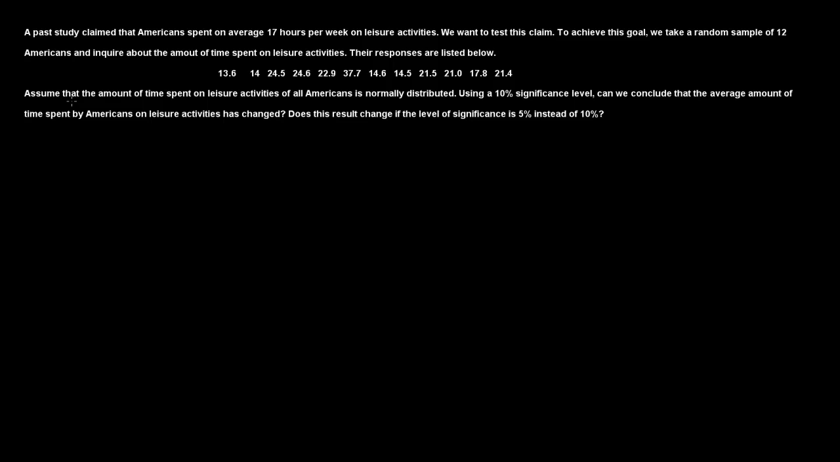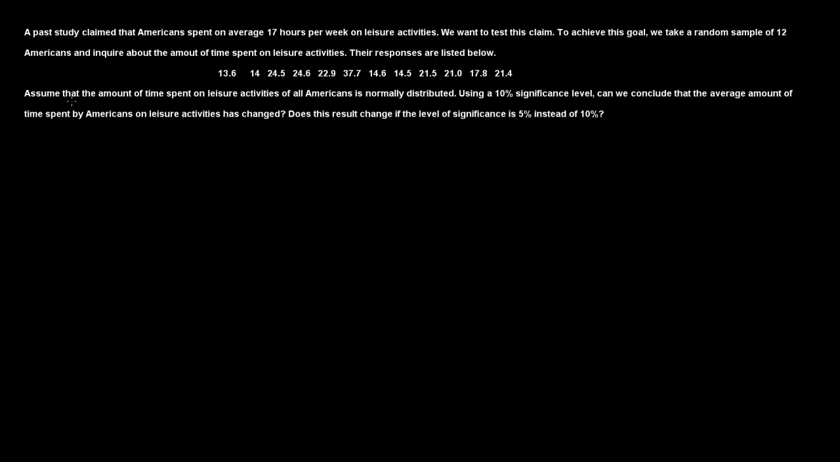A past study claimed that Americans spent on average 17 hours per week on leisure activities. We want to test this claim. To achieve this goal, we take a random sample of 12 Americans and inquire about the amount of time spent on leisure activities. Their responses are listed below. Then we have 13.6 hours, 14, 24.5, all the way to 21.4, and numbers in between.